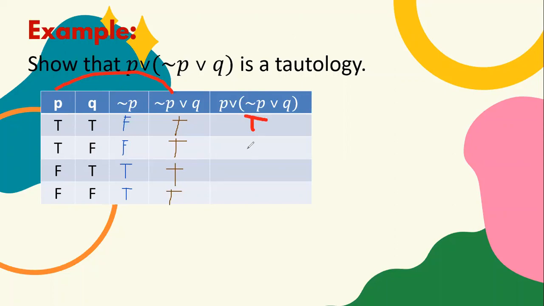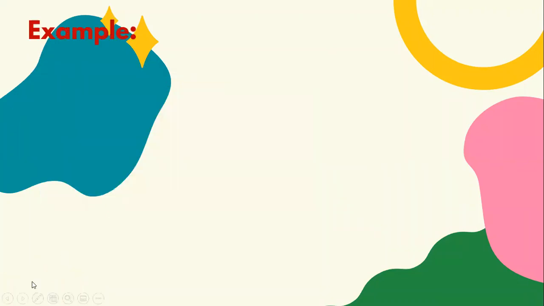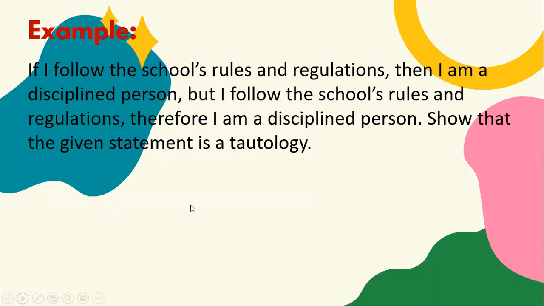Then, it's really a tautology. So, we have verified already that P or the negation of P or Q is a tautology. Okay po? Nasusundan? Opo. Okay. How about the others? Okay. Tingnan natin kung meron pa akong example. Okay. Ayan. In words naman tayo, not anymore in symbol.